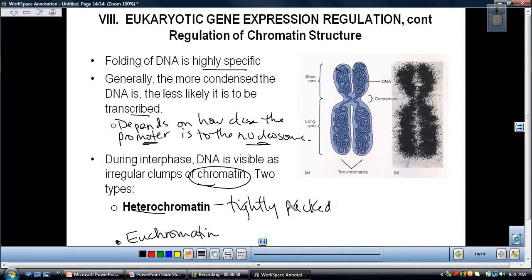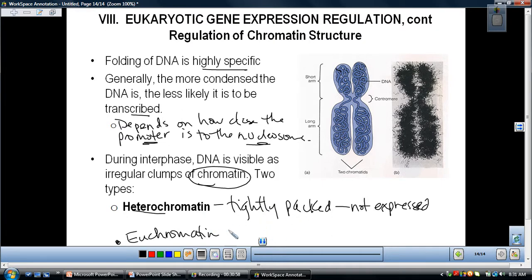And as far as what it looks like in the nucleus, it stains intensely, it stains really dark. These are the parts of DNA that are not expressed. So transcription does not occur on the heterochromatin, the part that is tightly packed, most likely because the promoter cannot be accessed, and we can't get the RNA polymerase in there to attach to it because it's so tightly packed. So those are segments that are not expressed.